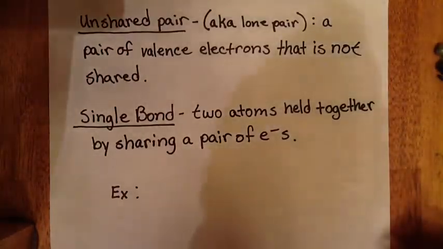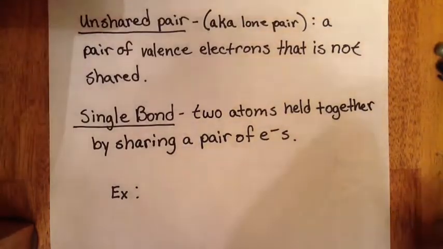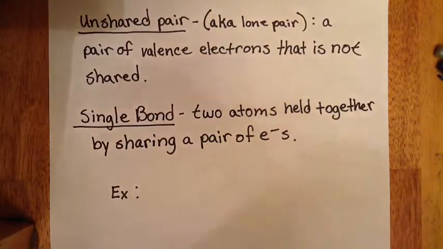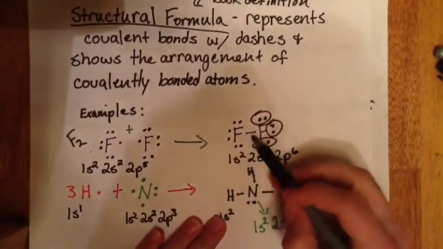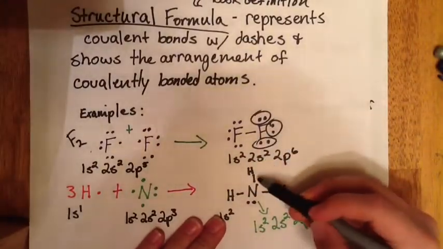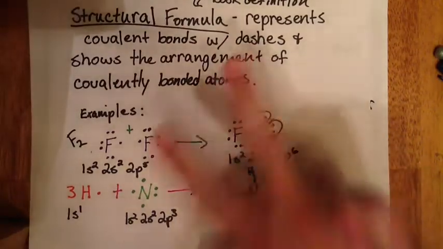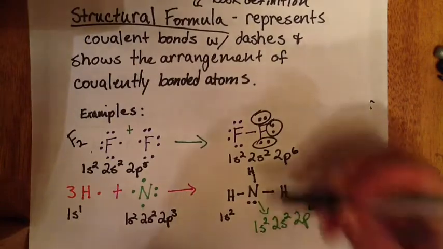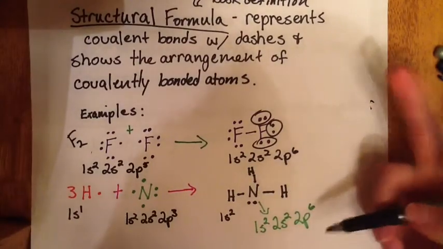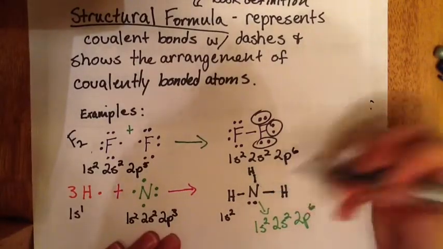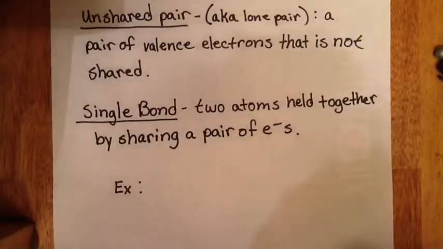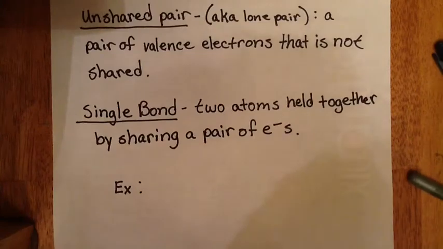Our next vocab term, single bond. It's when 2 atoms are held together by sharing a pair of electrons. So it's like all the examples I've shown you before. This is a single bond, this is a single bond, this is a single bond, this is a single bond. Only 2 electrons for 2 atoms are being shared. So here, hydrogen, nitrogen, 2 atoms are sharing 1, 2 electrons. Fairly simple. Alright, and I can draw another example here.